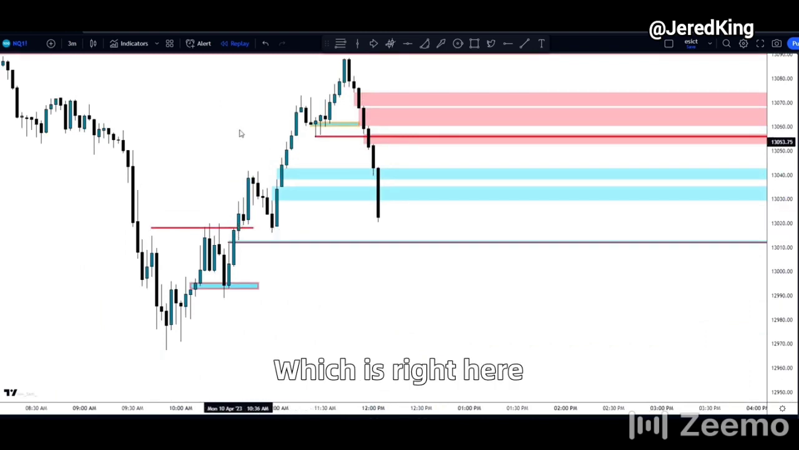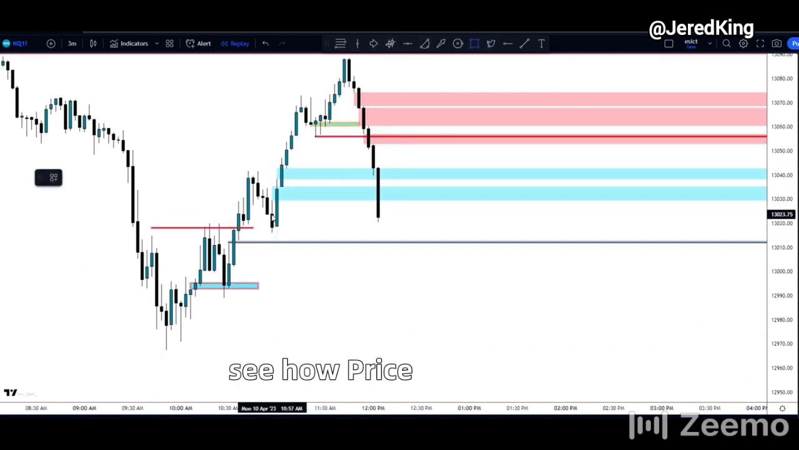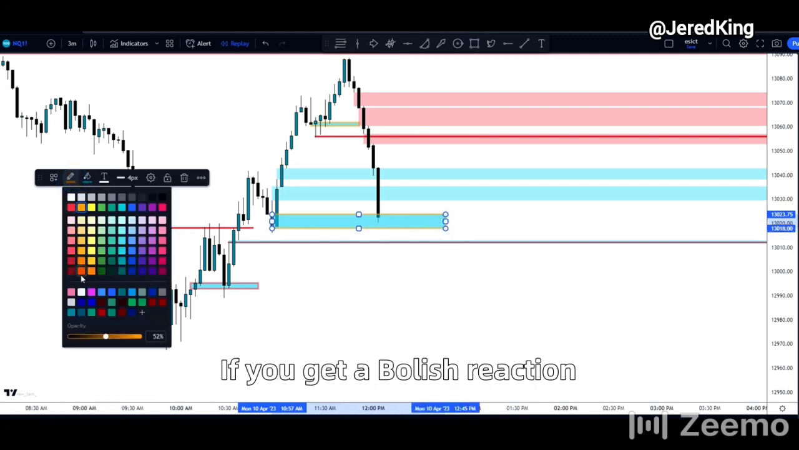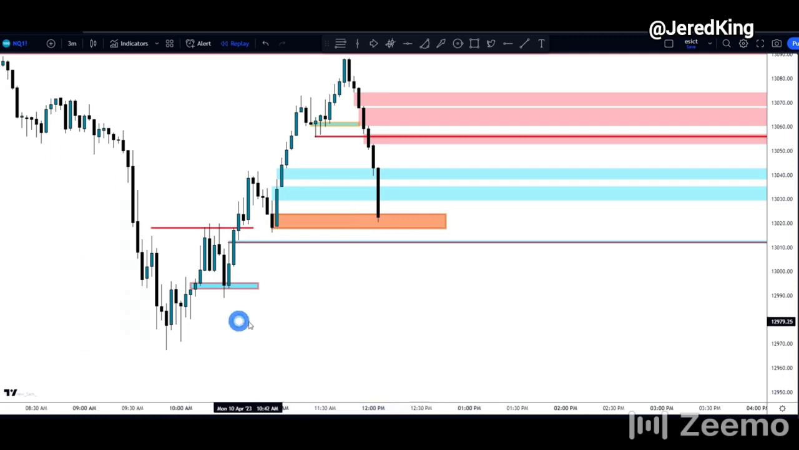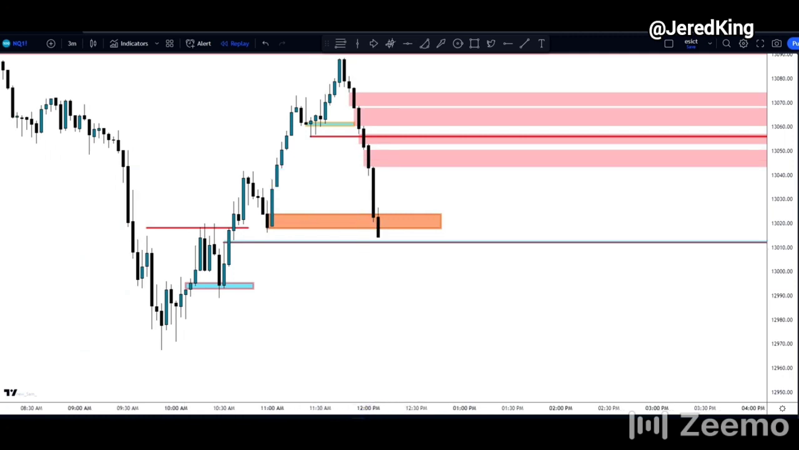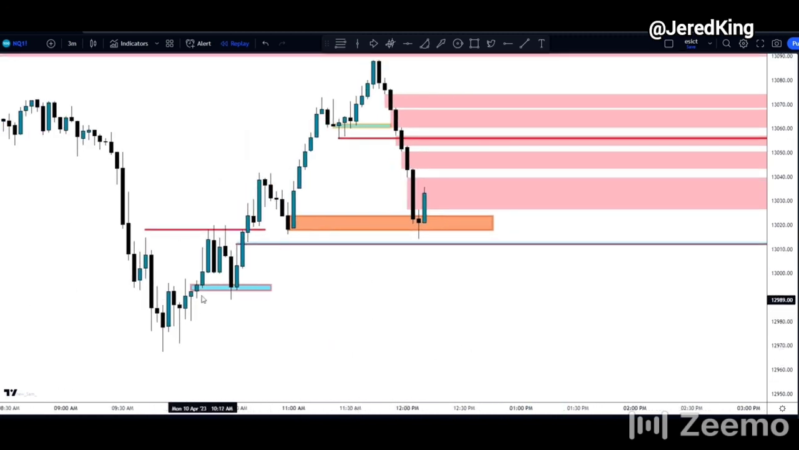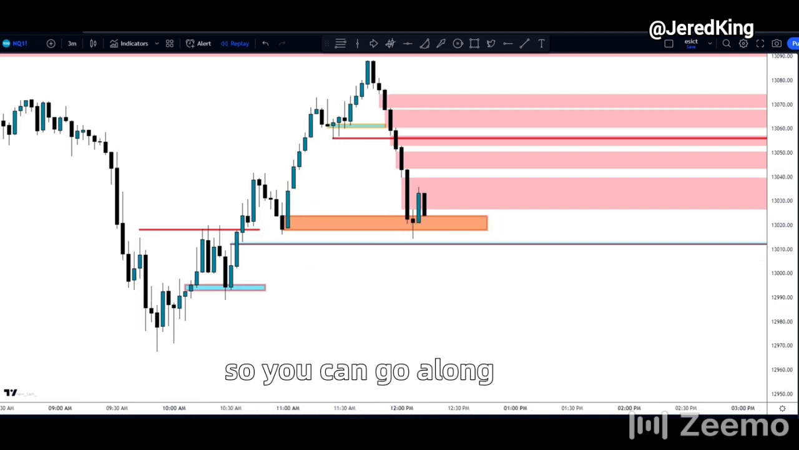Which is right here. So let's highlight that and see how price reacts to it. If you get a bullish reaction inside of here and it respects it, then it's an opportunity to go long. And so far it's respecting it, no closes below it. And so you can go long here knowing that this is one of the original points that it touched from. It went all the way up, now it's retracing back to here. So you can go long there.